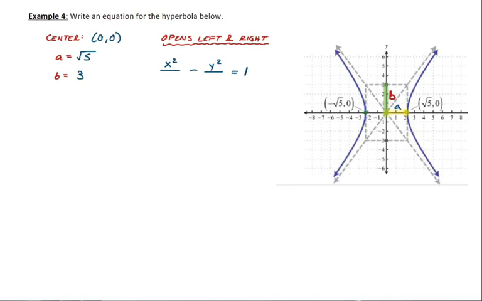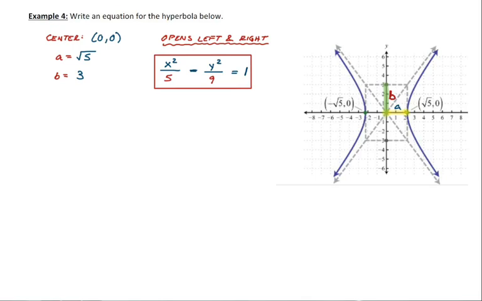One mistake we'll have a tendency to make once we've talked about conjugate and transverse axis is sometimes we'll double a and b and put them in the denominator, which again, we need to square those values to put them in the appropriate place. So a squared would give me 5. That should go under x, and b squared should give me 9, and that should go under y.